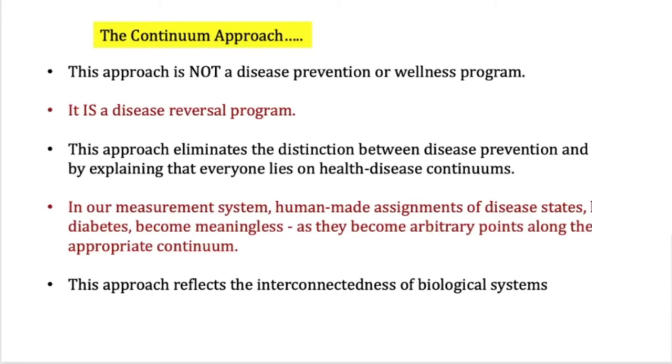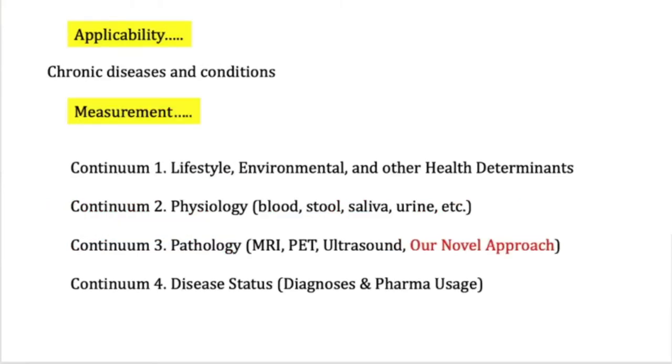In our measurement system, human-made assignments of disease states like diabetes become meaningless, as they become arbitrary points along the appropriate continuum. This approach reflects the interconnectedness of biological systems. And then everything, of course, is log linear. One of these days, I'll go on to bore you folks, you insomniacs, on that topic. And then we measure lifestyle, environmental determinants, physiology, pathology, using the eye testing, and then disease status.